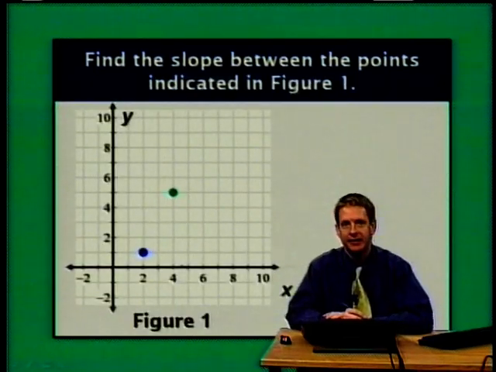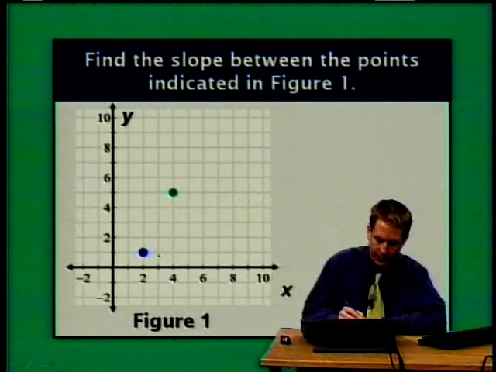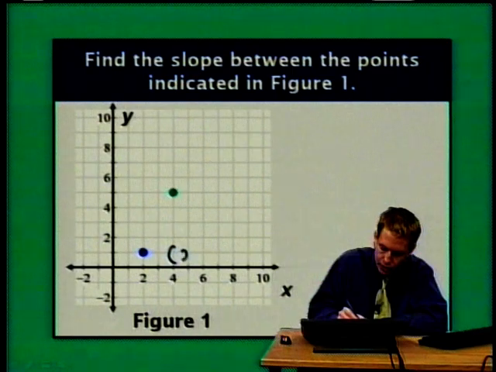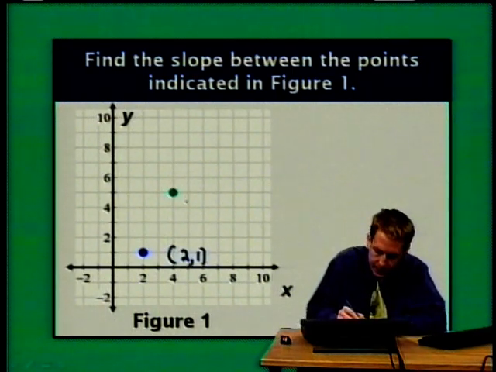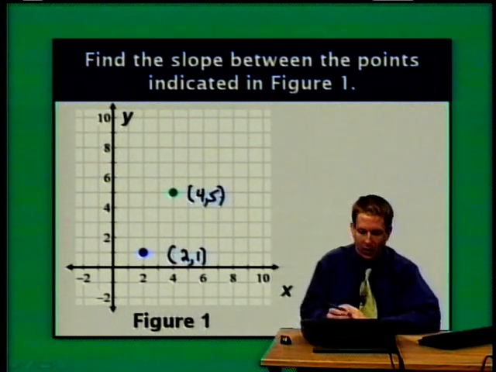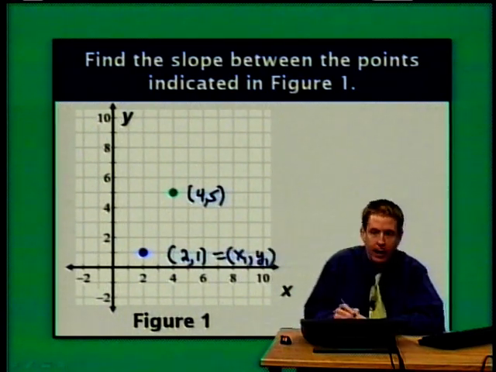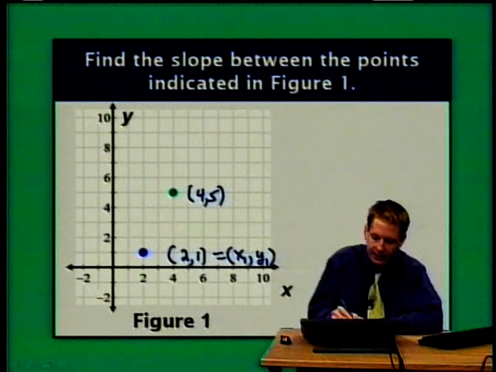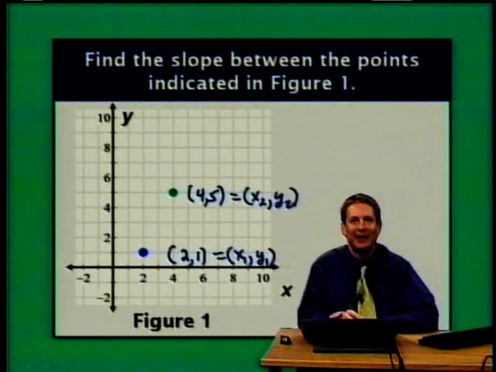Let's work another example. This time, the 2 points are given on a graph. It looks to me like the point on the bottom is the point 2, 1, and the point on the top is the point 4, 5. I need to choose one of these to be x sub 1, y sub 1. I think I'll choose the bottom point. And the other point needs to be x sub 2, y sub 2. So I guess all I have left is the top point.